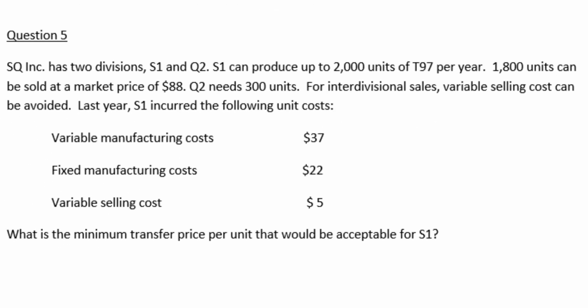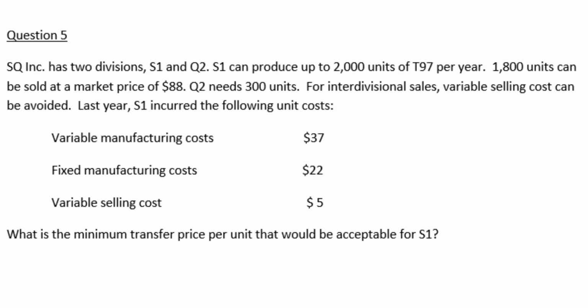Question 5. SQ Inc. has two divisions, S1 and Q2. S1 can produce up to 2,000 units of T97 per year. Now here's the rub. 1,800 units can be sold at a market price of $88. Q2 needs 300 units, and I think the idea here is it's all or none, so there's no way to sell only 200 units or 100 units, we have to fulfill this order in full. For interdivisional sales, variable selling costs can be avoided. Last year, S1 incurred the following unit costs. Variable manufacturing costs were 37, fixed manufacturing costs were 22, our variable selling cost is 5, and again it's asking what is the minimum transfer price that would be acceptable for S1.